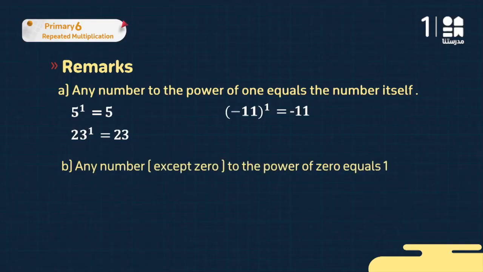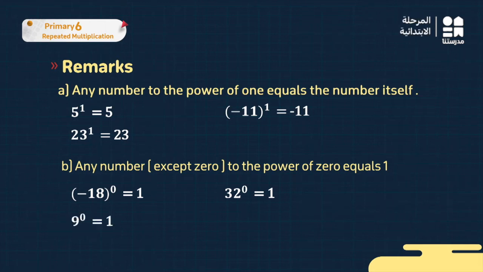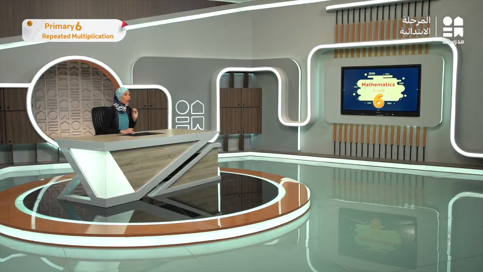Also, any number, except 0 of course, to the power of 0 equals 1. Let's see. If I have negative 18 power of 0, power of 0 means nothing, so negative 18 power of 0 equals 1. So 32 power of 0 equals 1. So whatever the number is, if it is to the power of 0, the value of it gives me 1.